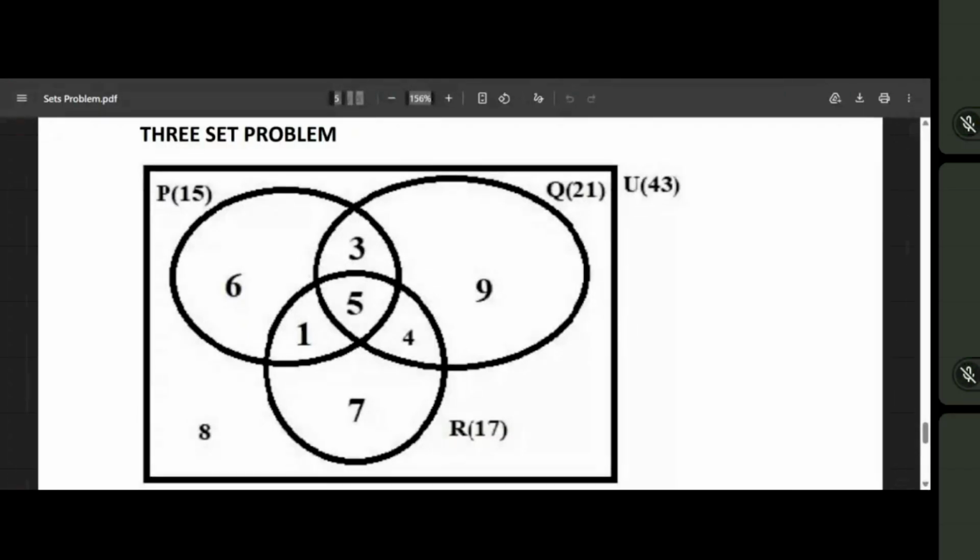So when we ask you how many people have exactly two diseases or two diseases only, you are going to add 1, 3, 4, and that gives you 8. 8 people had exactly two diseases. But mind you, the 5, they have 2 or more. So there is a difference between how many people have two diseases and how many people have exactly two diseases.